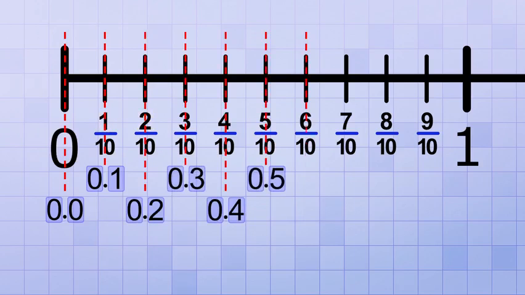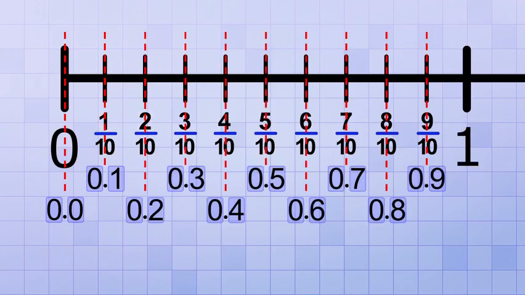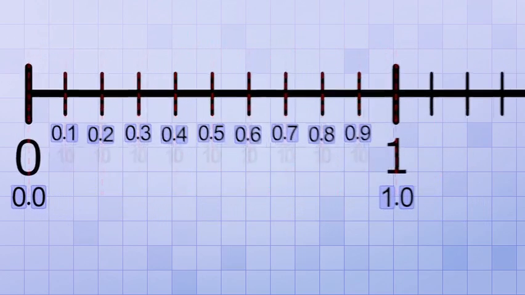The next is 0.2 because we have 0 ones and 2/10. And the pattern continues on like that until we get to the number 1, which can be shown as the number 1 in the ones place and 0 in the tenths place. Because it's a whole number, it doesn't need any decimal digits, but we can put a 0 in them if we'd like.